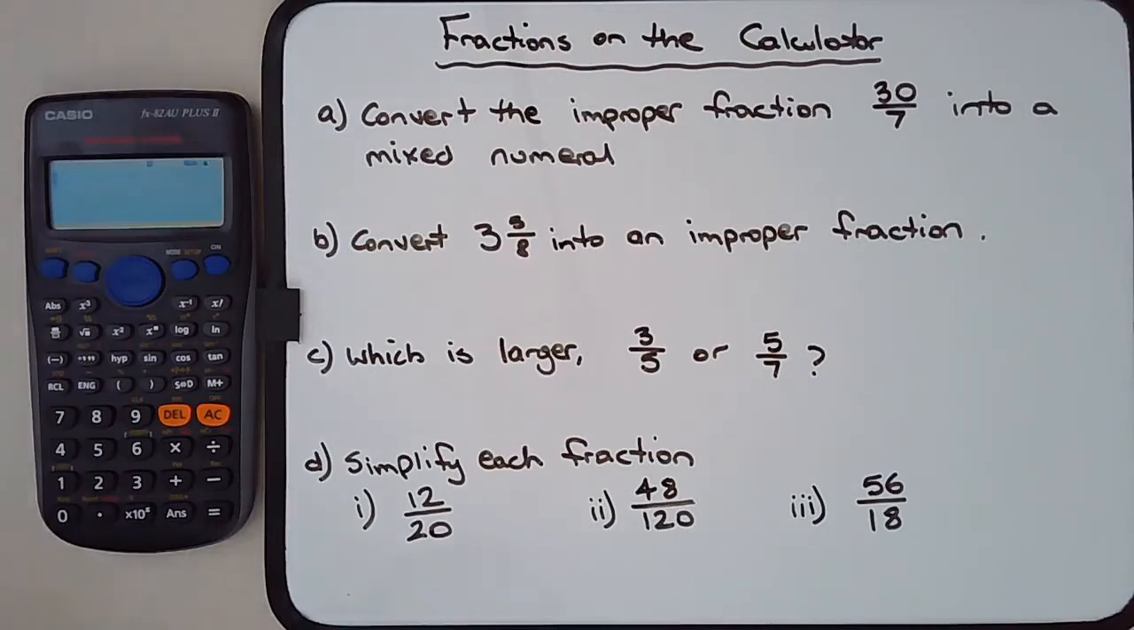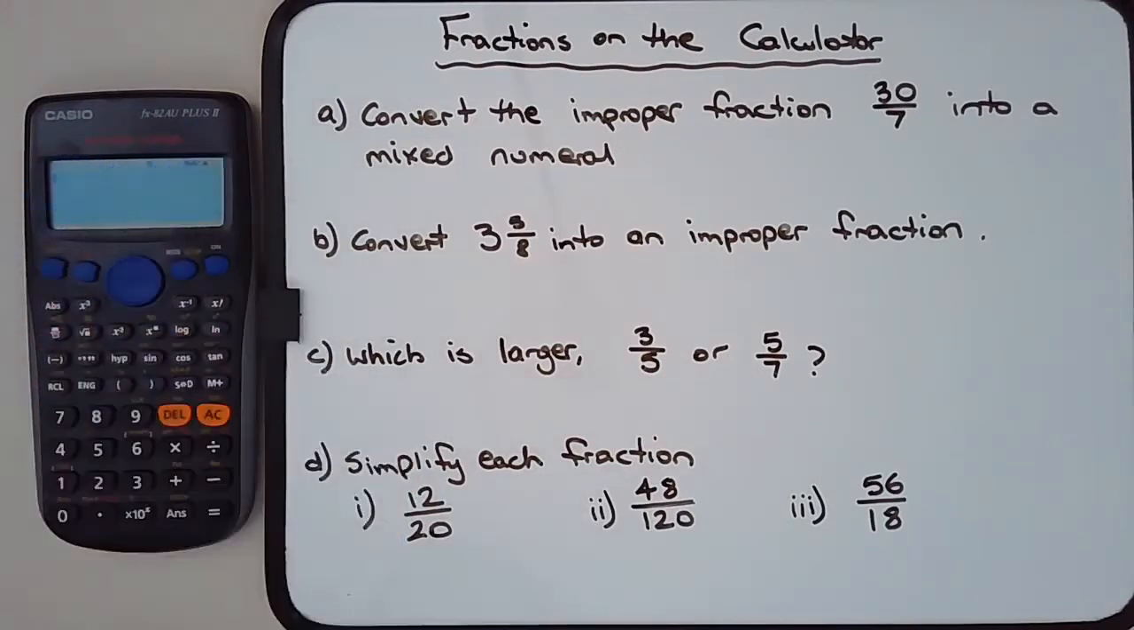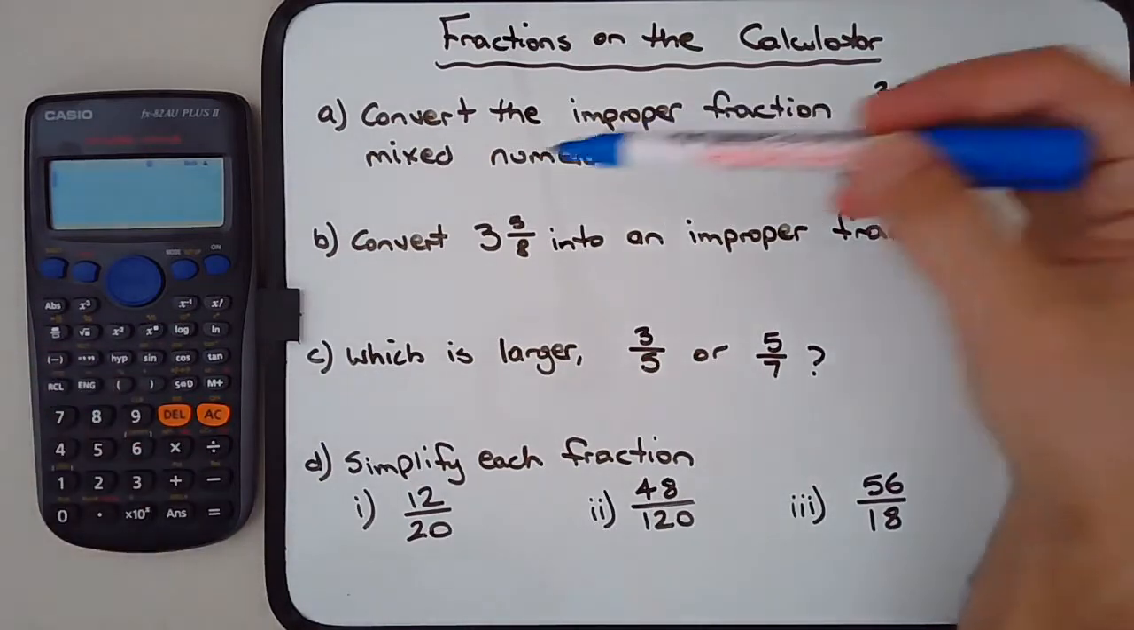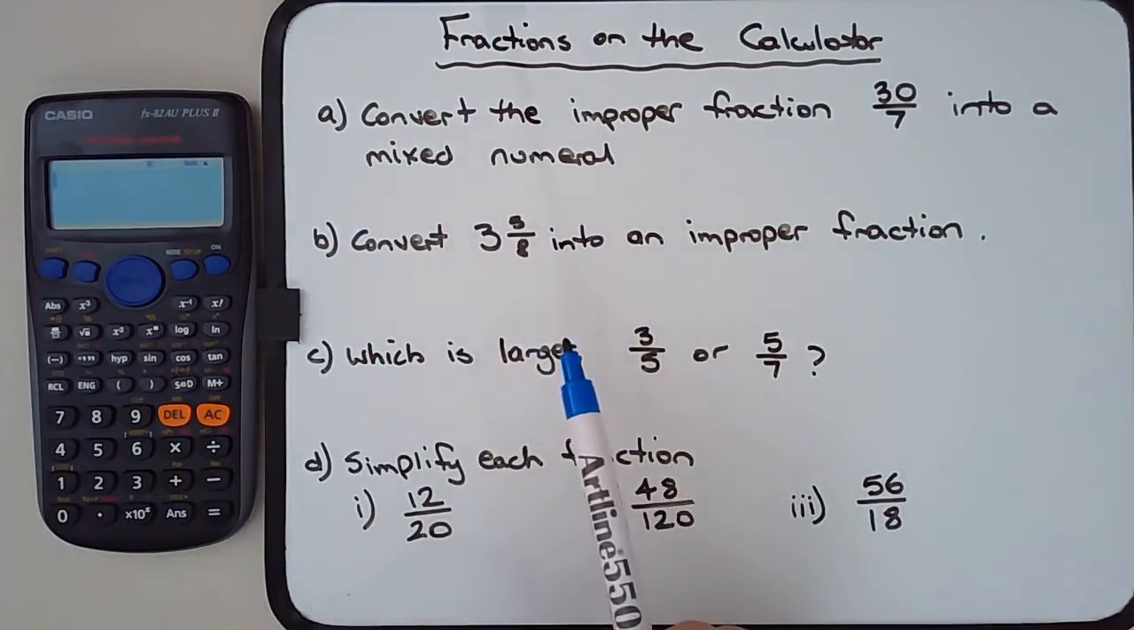We're going to look at some examples of calculations involving fractions on the Casio Scientific Calculator, the fx82AU plus 2. Related Casio calculators will most likely work in a similar way, but I'm just going to use this model to demonstrate some of these questions. So let's have a look at some of these questions quickly. We're just talking about some basic operations involving fractions.